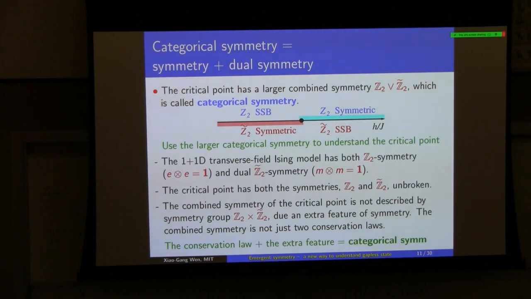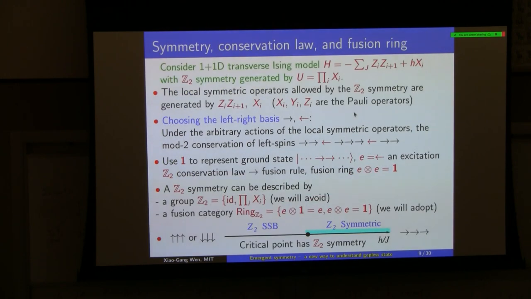Why is categorical symmetry important and useful? It's really the following. When you look at the Z2 symmetry, you can see in a strong transverse field limit, the spins basically point in the x direction, and a single spin flip from left to right, or from right to left, costs energy. So this is a symmetric Z2 symmetric state. When you lower the magnetic field h, then this spin flip from left to right costs lower and lower energy. Eventually, we have a lot of left spins, and they condense. Then you go to the Z2 spontaneous symmetry breaking state.